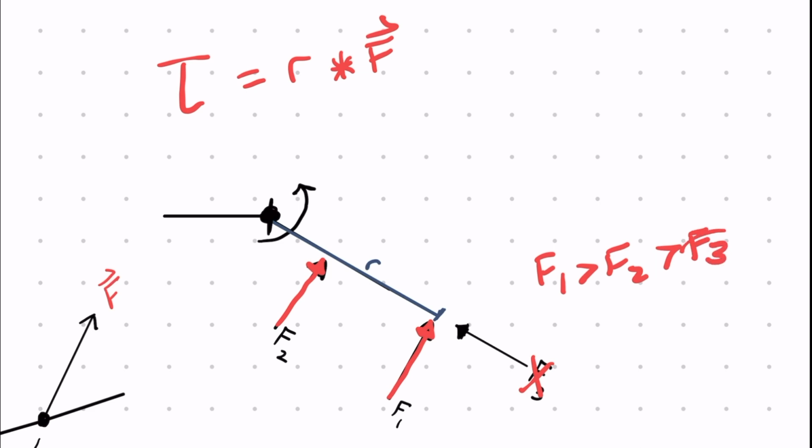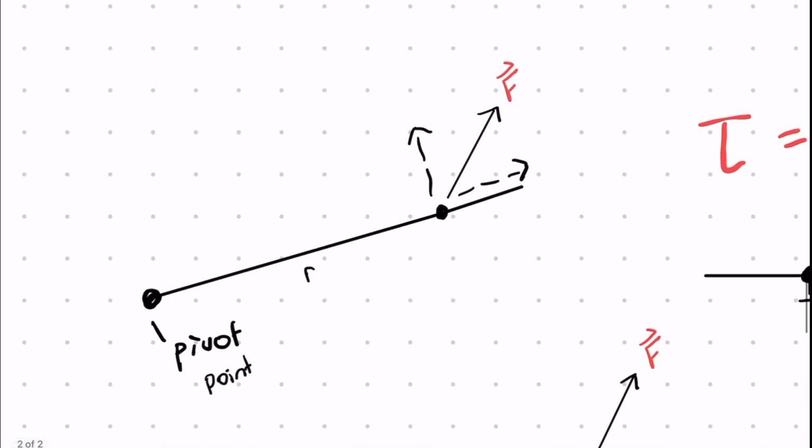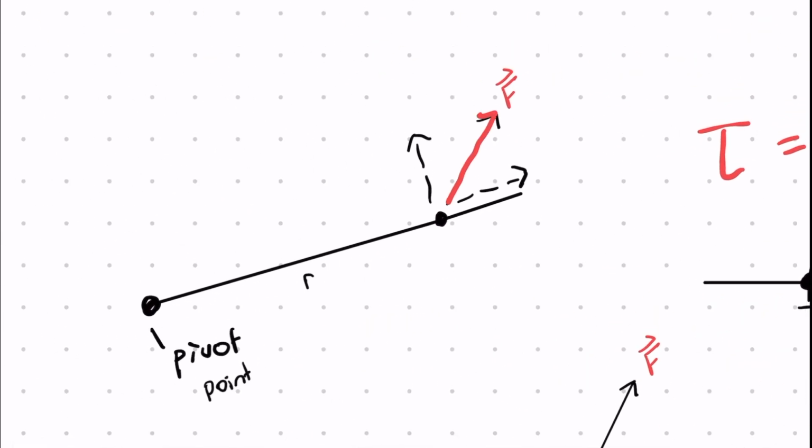There are two ways to find the torque generated by a force at an angle to the lever arm. First, we can split the force into its components and only take into account the component perpendicular to the lever arm for the equation.